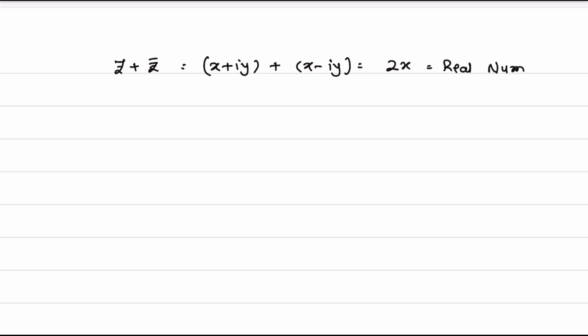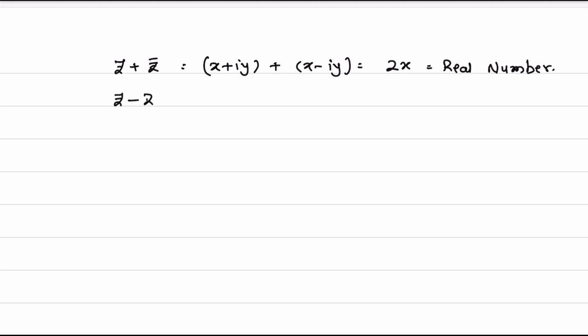Now we'll go into the addition of the conjugate number with the original number. What is the meaning of z plus z bar? That is equal to x plus iy plus x minus iy, which is equal to 2x. Because plus iy and minus iy get nullified, it becomes 2x. z plus z bar is a real number. It's not an imaginary number.